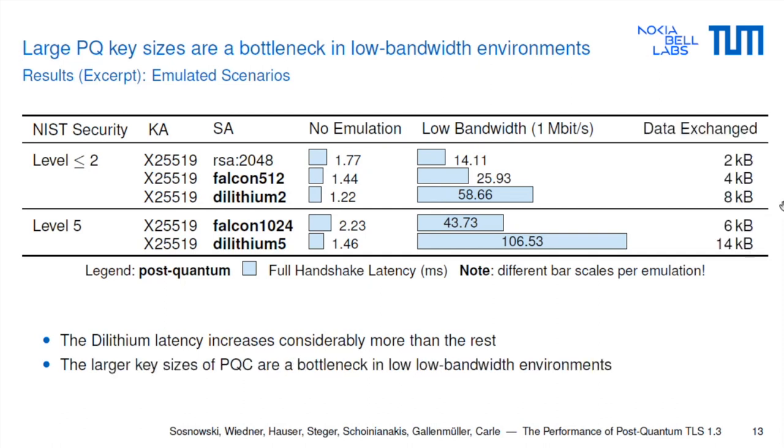Why did this happen? Well, let's look at the amount of data that is exchanged, and that gives us the answer. RSA is very efficient, just 2 kilobytes of data in a whole handshake. However, the post-quantum algorithms are much more expensive, Dilithium here being the most expensive.